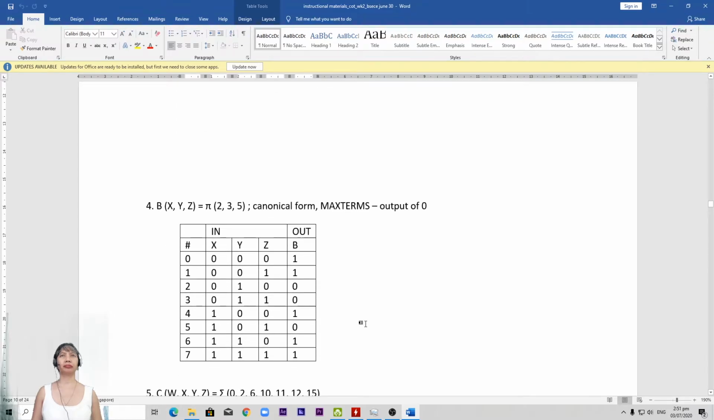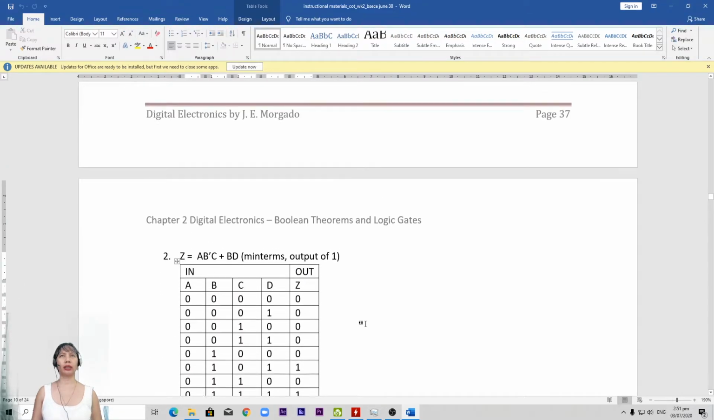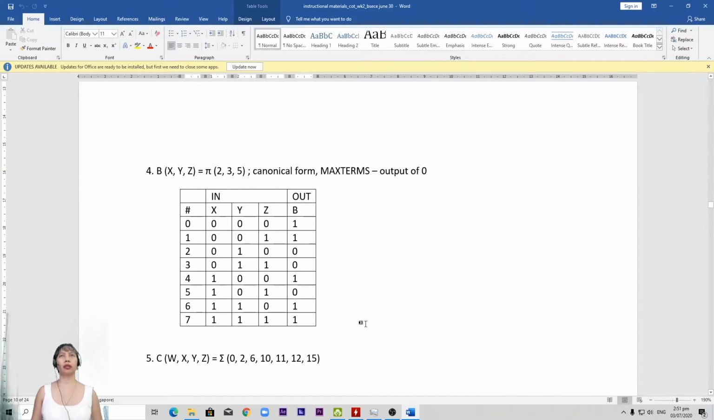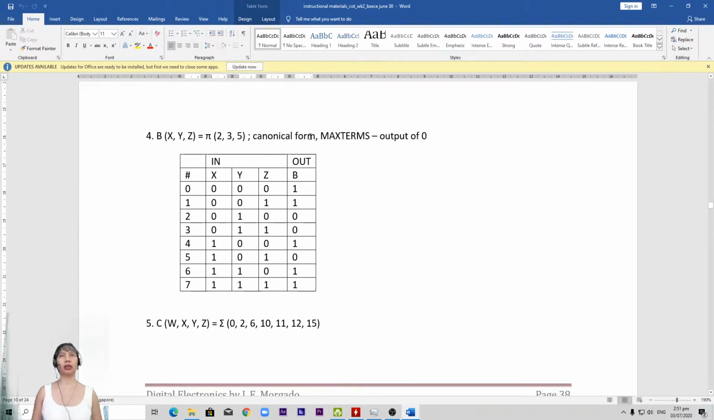Okay. So 1 and 2, the given are in standard form. So let's say the given is in canonical form. Okay, so for number 4 we have B. Okay, output B. B is a function of xyz. So take note that xyz here are actually the inputs. Okay, it's equal to pi. So when you say pi, the given is in max terms. 2, 3, 5. So those are the max terms number.